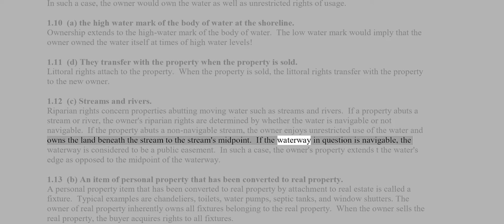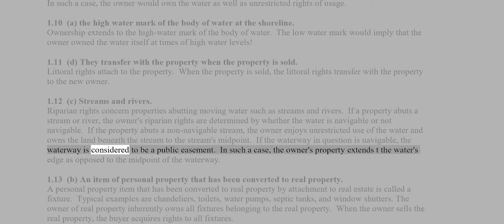If the waterway in question is navigable, the waterway is considered to be a public easement. In such a case, the owner's property extends to the water's edge as opposed to the midpoint of the waterway.